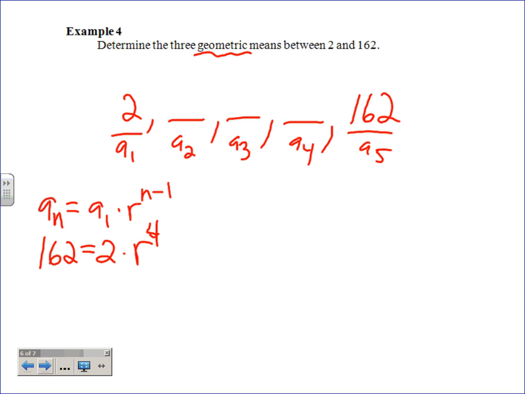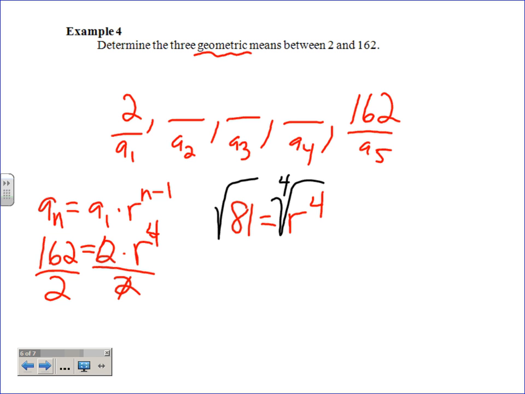Now, when solving this, the 2 is probably causing the most difficulty, so divide by 2 to get it out of there. And so these cancel. And so 162 divided by 2 is 81 equals r to the 4th. Well, how do you get rid of the 4th? To get rid of that, just take the fourth root. So r equals, well, what times itself 4 times would give you 81? And that is 3.